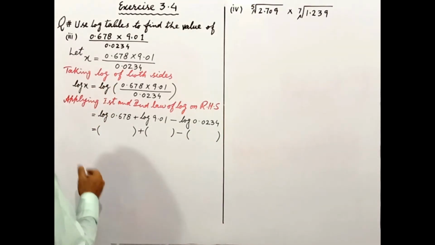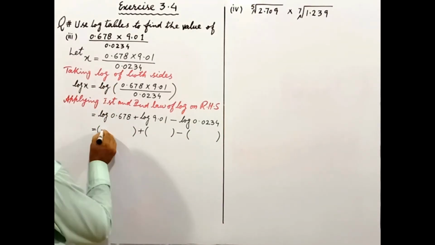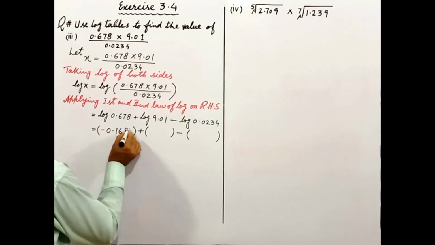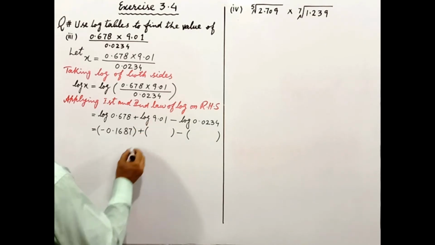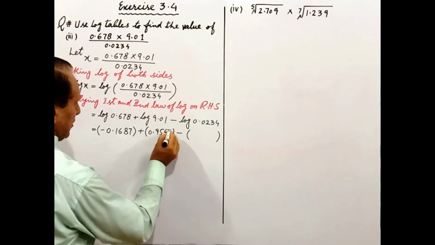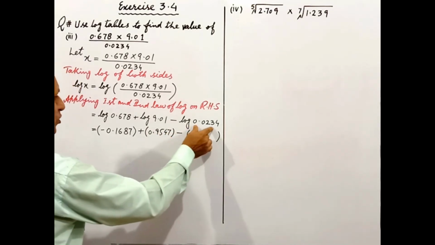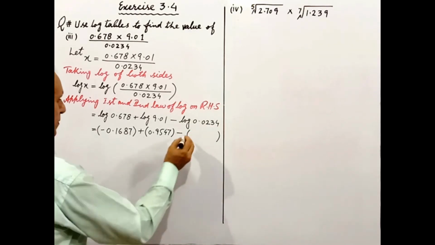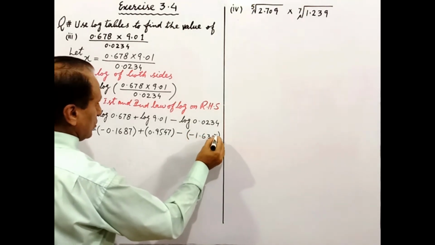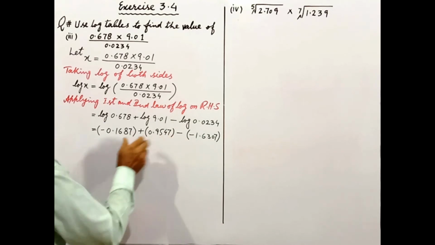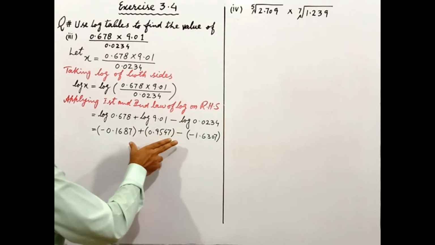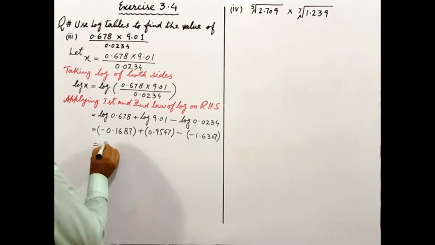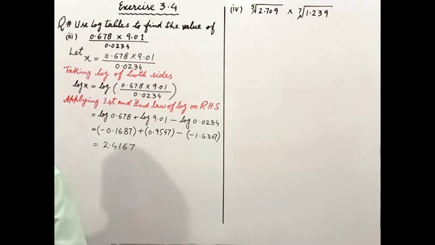Now we take the values of log 0.678, that is minus 0.1687 up to 4 decimal places. The value of log 9.01 is 0.9547 up to 4 decimal places. The value of log 0.0234 is minus 1.6307. Using scientific calculator, we put the values as they are, we place these values in brackets so that no mistake is done in calculation. We get the value equal to 2.4167, and a single value 2.4167 is equal to the log x.